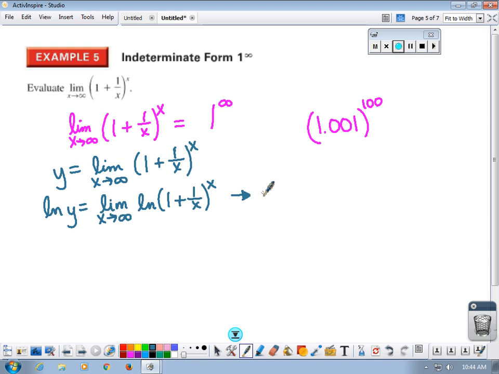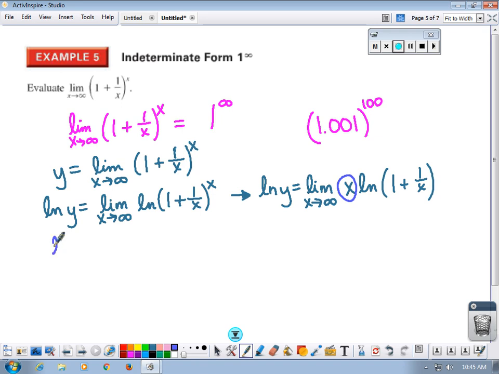Alright, so what comes next is using your properties of the logs. Bring your x down. So x times natural log of 1 plus 1 over x. Well, as you can see, we do have an indeterminate form, but it's like infinity times 0, which we did before. We need to write it as a quotient in order to use L'Hopital's rule. So the way that we can do that is we're just going to take this x here and flip it to the bottom and call it 1 over x.